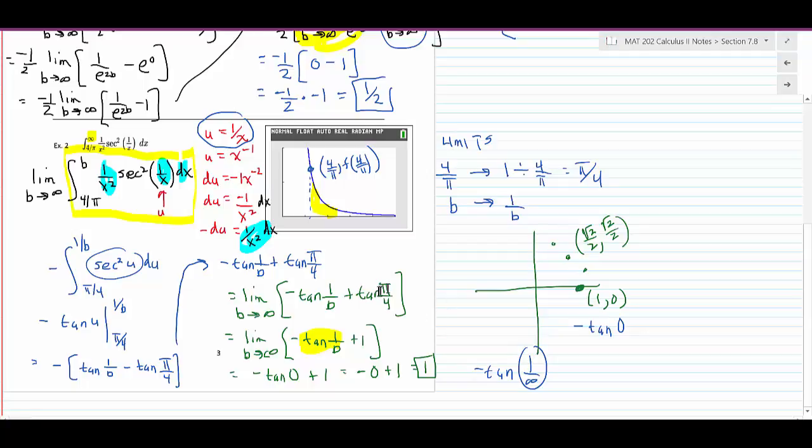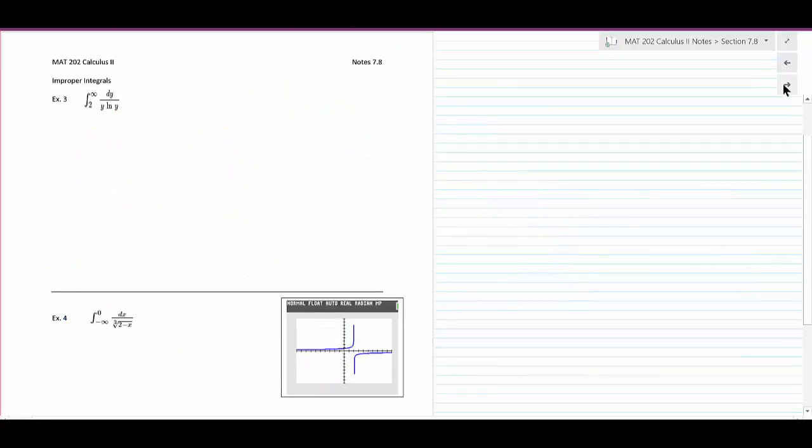Any questions on that? Okay, good stuff, isn't it? I think it is. I think it's fascinating. Of course, I think everything on this stuff is fascinating. I think calculus is just fascinating.